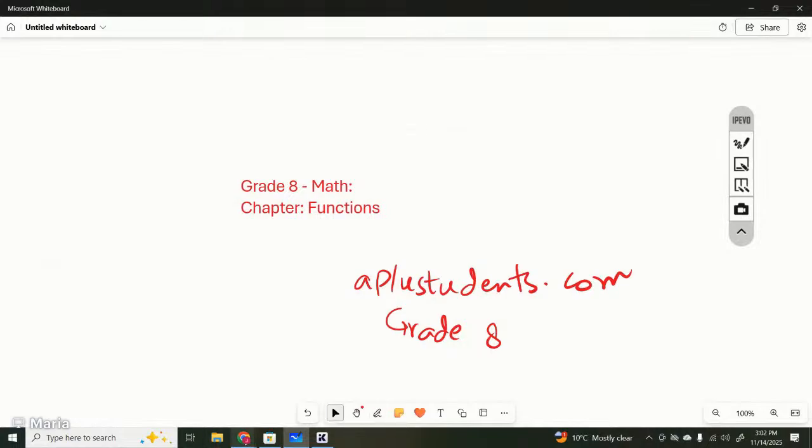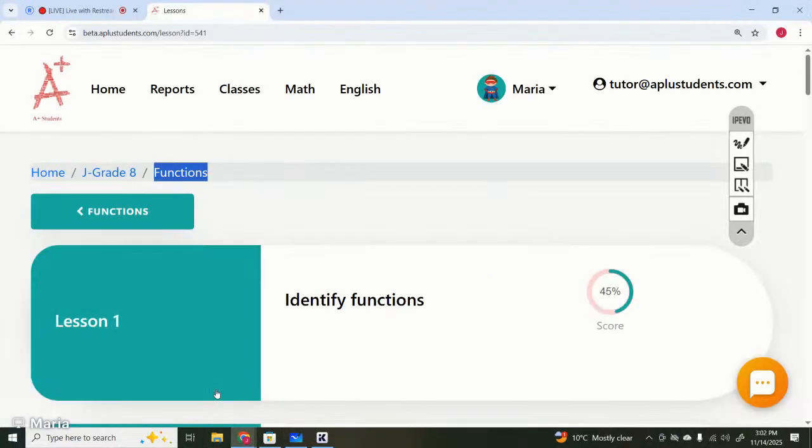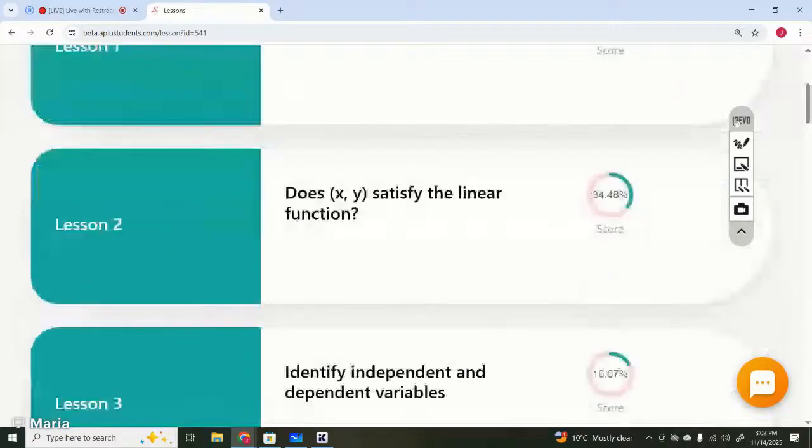Here I am on grade 8 math. The chapter we're on right now is functions. Let's just start with the first lesson.